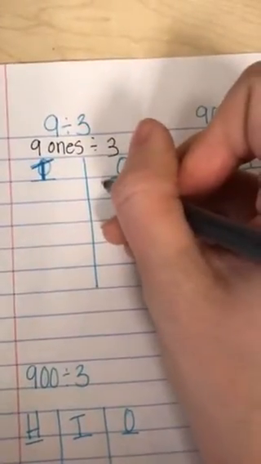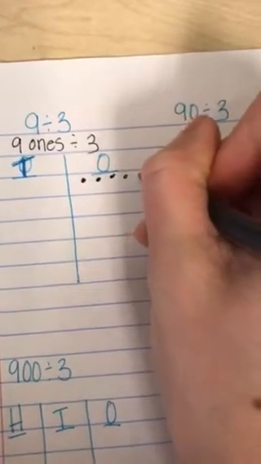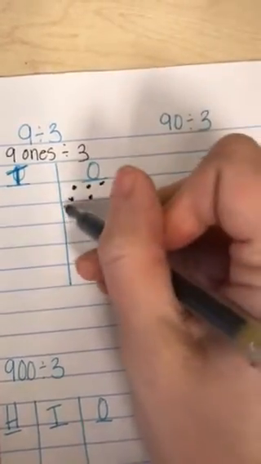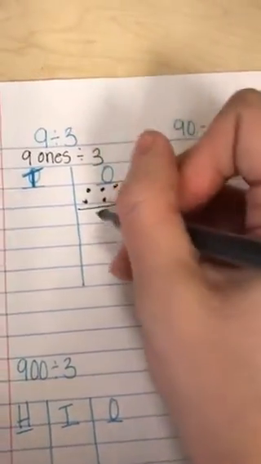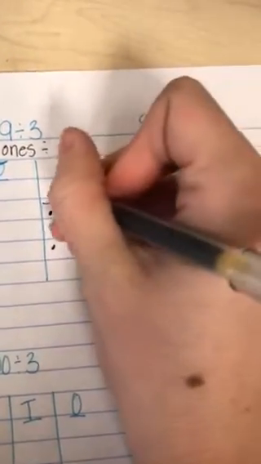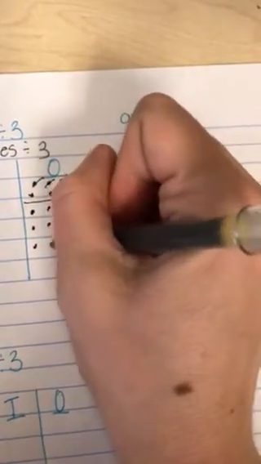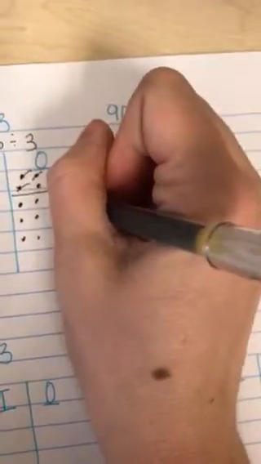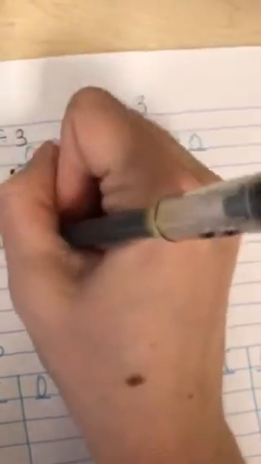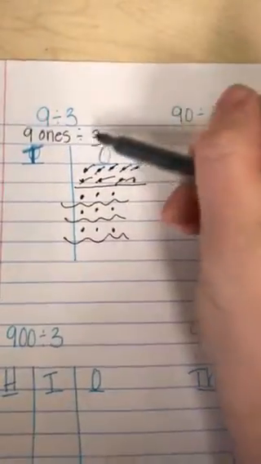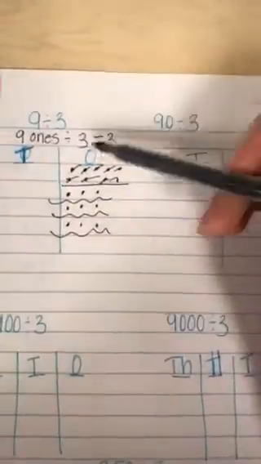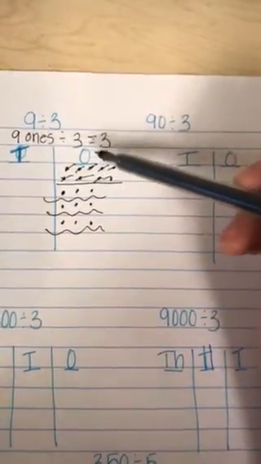So I can draw my 9 ones and then I can divide them into my 3 groups. 1, 2, 3. So I know that 9 ones divided by 3 equals 3. Another way you could do this is if you just know your fact. 9 divided by 3 equals 3.